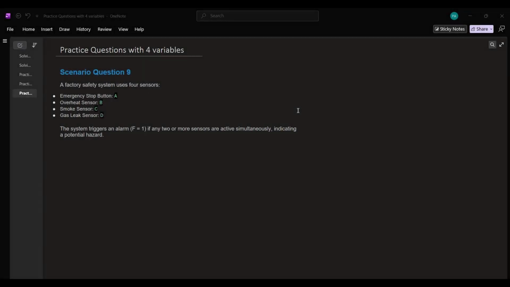As I said in the last video, now we are going to focus on scenario-based questions, and we are going to simplify the Boolean expression and then come up with the digital circuit solution or the logic circuit solution by using K-maps. Okay, so let's read the question.